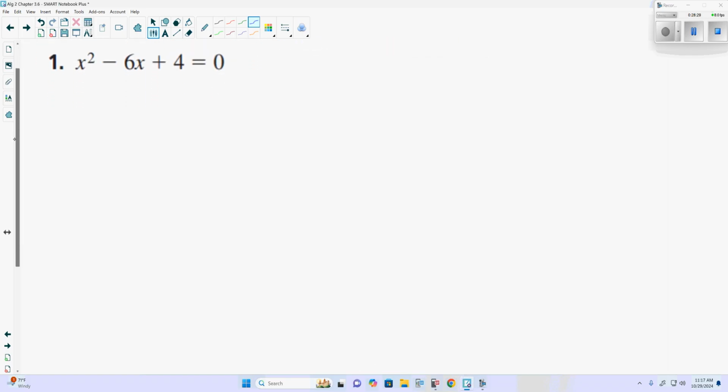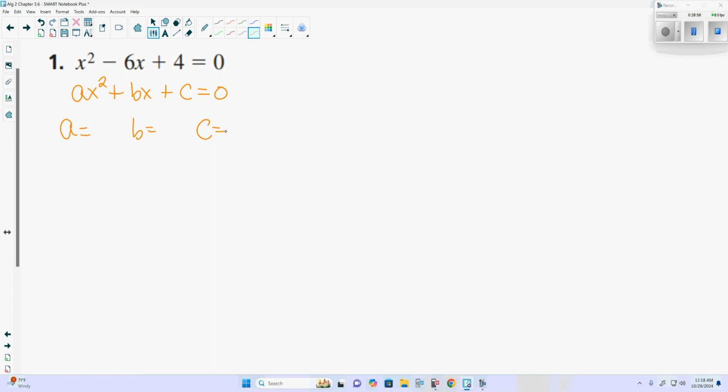x squared minus 6x plus 4 equals 0. All right, guys. Focus up here. So this here, x squared minus 6x plus 4, it is already equal to 0. We don't have to do anything to get it set up. We can already go on and identify A, B, and C.